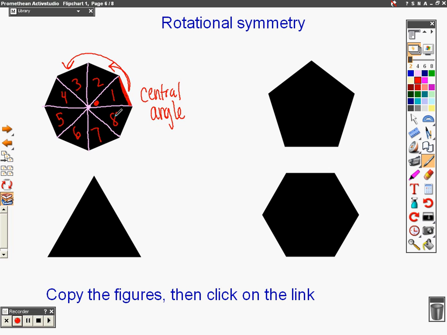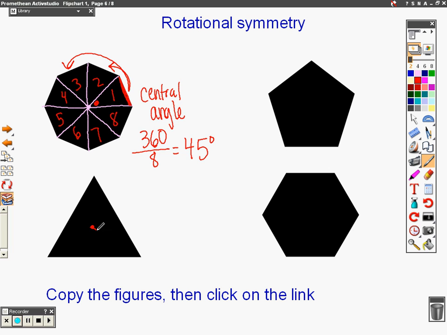So how can I find the measure of each rotation to keep the figure the same? I would do 360, that would be all the way around, divided by 8. And when I punch that into my calculator, it gives me 45 degrees. So any rotation of 45 degrees will give me the exact same figure.